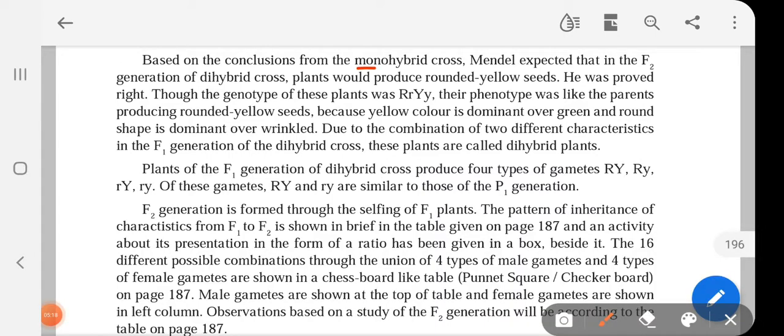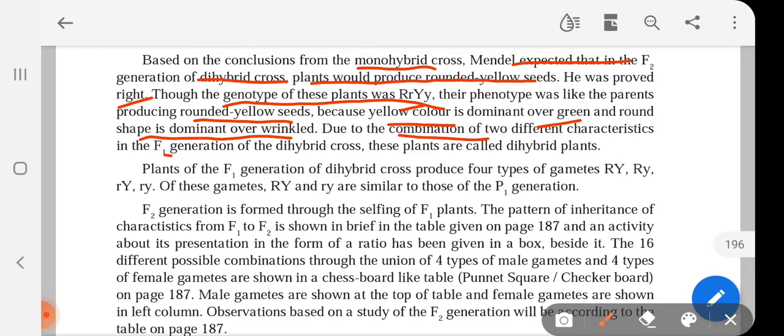from the monohybrid cross, Mendel expected that the F1 generation of dihybrid cross plants would produce rounded yellow seeds. He was proved right, though the genotype of these plants was capital R, small r, capital Y, small y. As there are dominants, their phenotype was the same as the parent, producing rounded yellow seeds, because yellow color is dominant over green and round shape is dominant over wrinkled. Due to the combination of two different characteristics in the F1 generation of the dihybrid cross, these plants are called dihybrid plants.